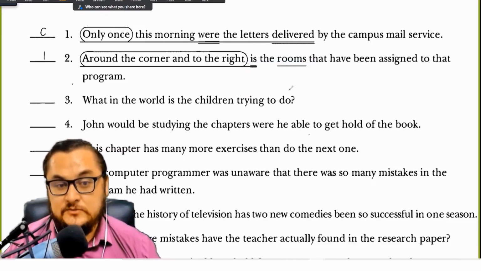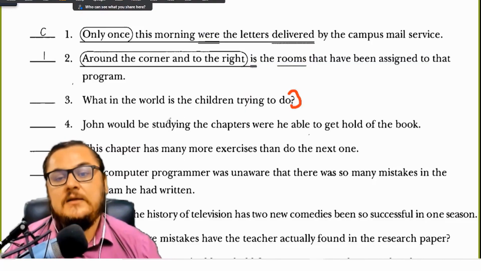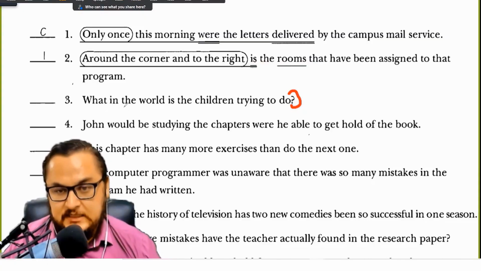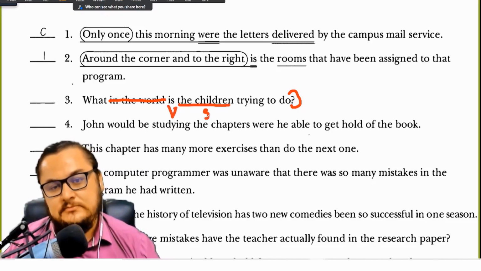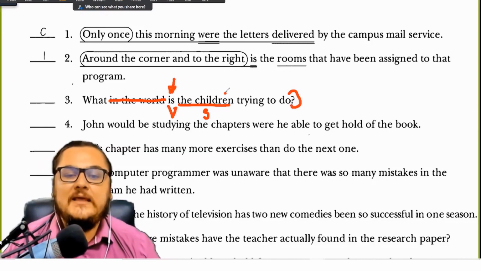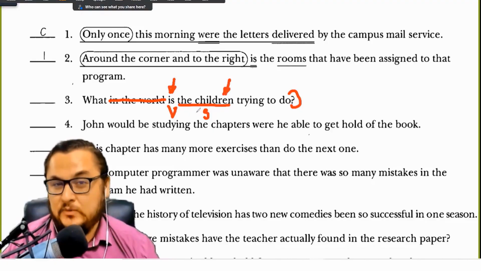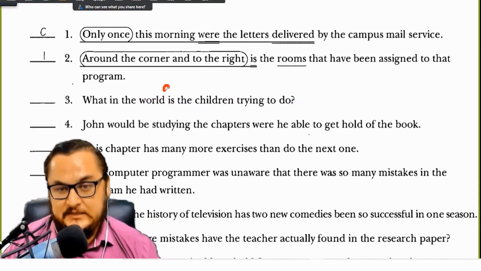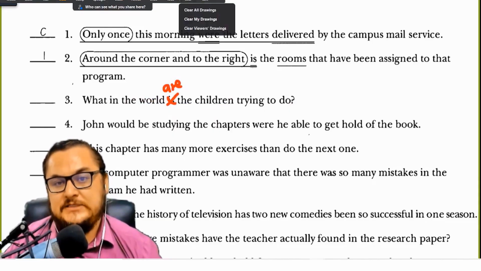We look at number 3, and we realize that it is a question, so we can indicate that the order should be changed. In this case, for example, I'm going to remove the preposition. This is the verb I'm looking for. This is the subject I'm looking for. The difference is that this verb is singular and this subject is plural. That makes the sentence incorrect. To make it correct, I should change is to are.